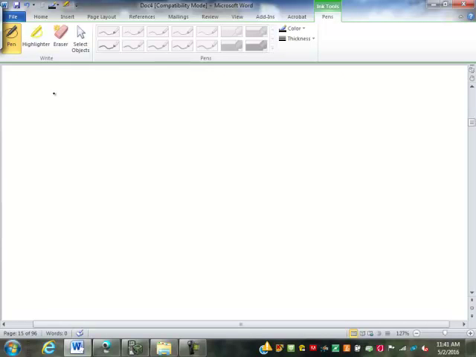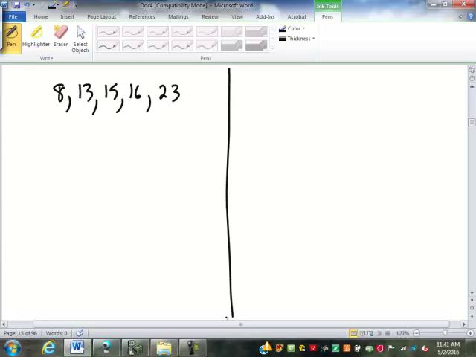And actually, let's start out with a couple of data sets. I'm going to put some data sets up here. There's one, and I'm going to put a second one up here, so we'll do two examples of each of these.